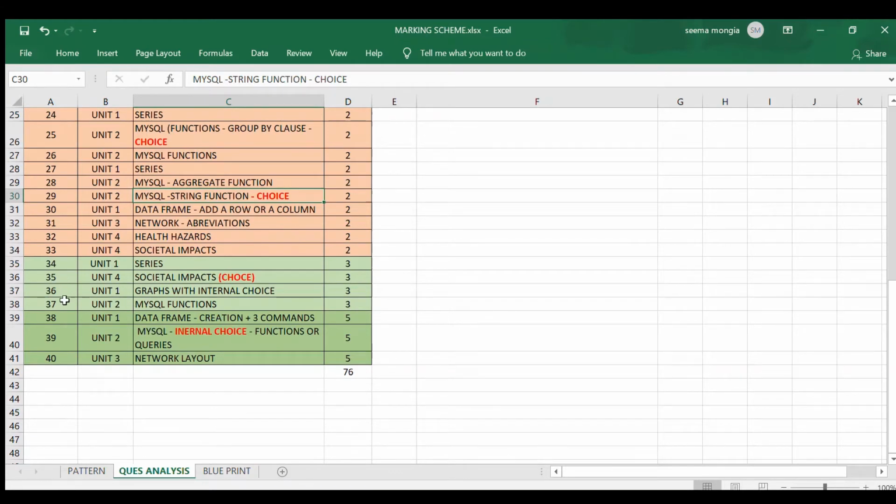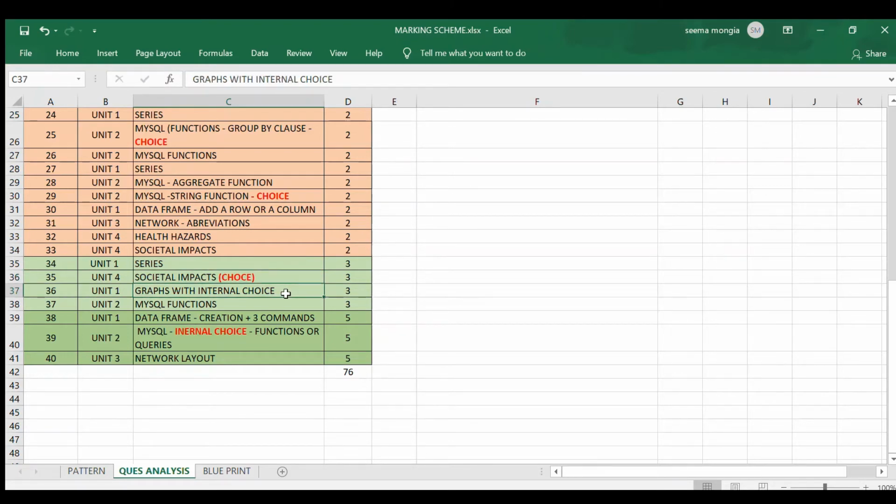Now, coming on to my questions from 34 to 37, that are 3 marker questions. In a 3 marker question, only one question will be having the internal choice. All 4 questions are compulsory with one question as the internal choice. Series is not having any kind of choice, that is data pandas. Societal impact, this topic is shown as having a choice.